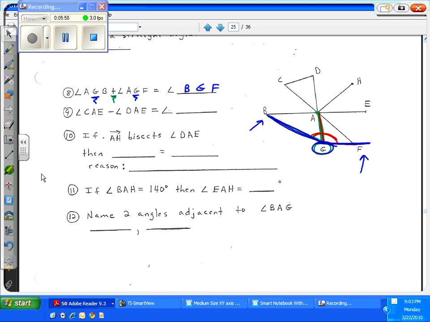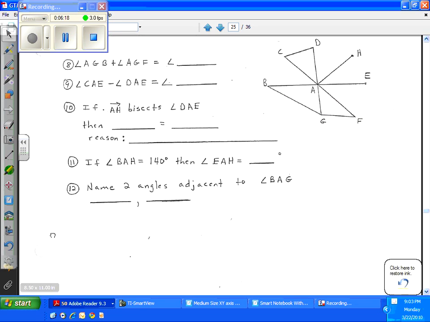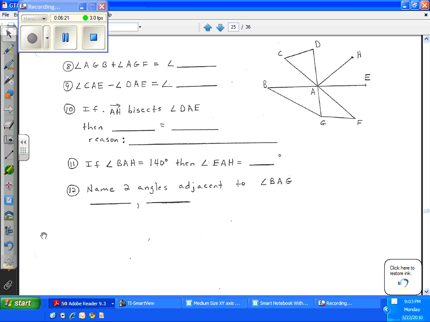And what we're using is what we call the angle addition postulate. Angle addition postulate. And just like we can add angles, we can subtract angles. There's not an angle subtraction postulate per se, but we could call it angle subtraction if we're subtracting, just like we call it angle addition if we're adding.